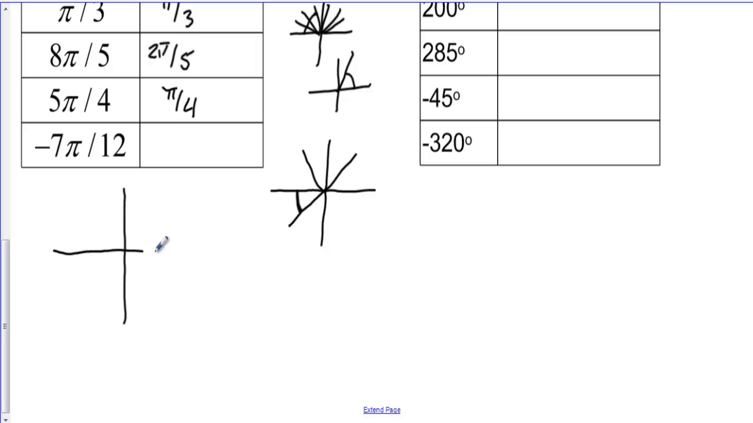How about negative 7 pi over 12? Well, this would be, I need 1, 2, 3, 4, 5, 6. It would be halfway. And then one more would be negative 7 pi over 12. So to get to the nearest x-axis, I would need to go 5 more. So 5 pi over 12 would be the reference angle for that one.